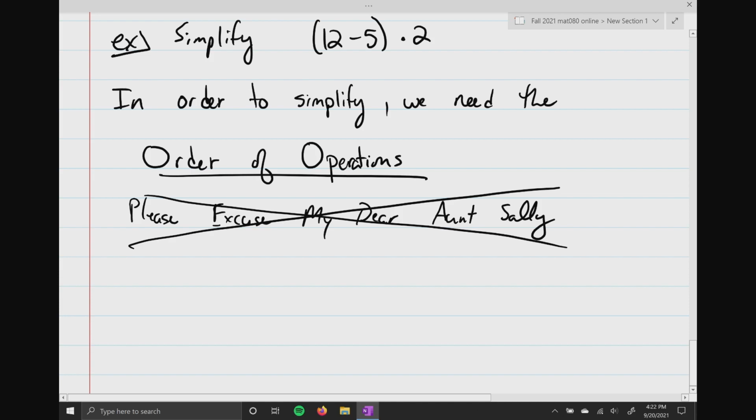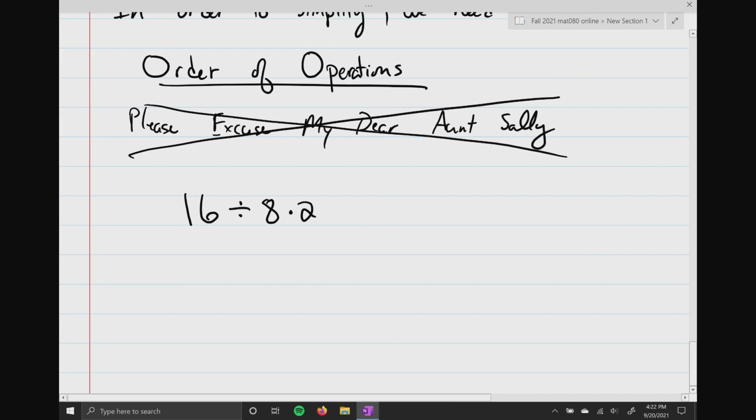So if I gave you this problem right here, what I'd like you to do is pause the video, do this problem, and then unpause it to see if you got the correct answer. So I'm going to go ahead and do this problem, but what I want you to do is pause. Okay, so if you pause the video and you're coming back, if you got 1 as an answer, you would be incorrect. 1 is not the answer to this problem. The correct answer is 4. This is the correct answer.